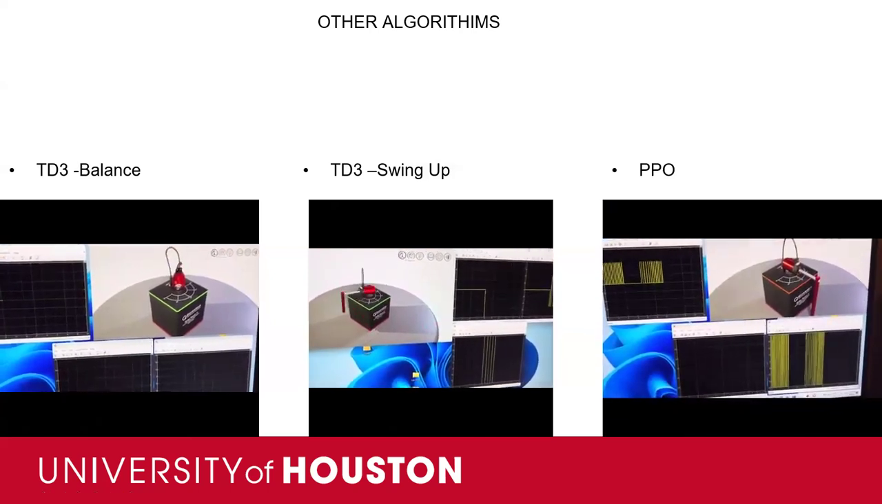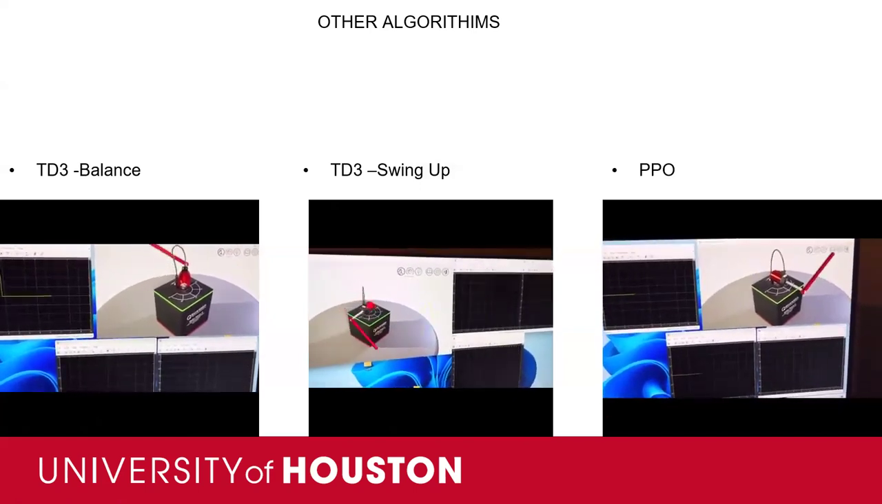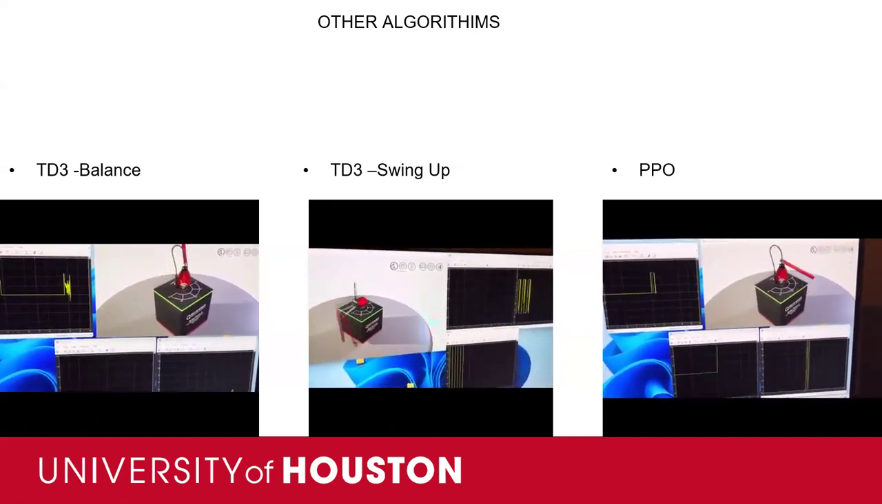The rotary arm goes to the edge of the envelope and it swings back and forth, just twirling the inverted pendulum around.